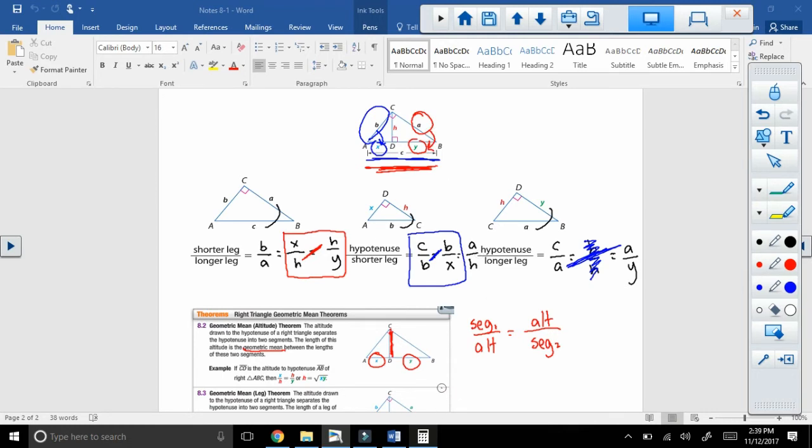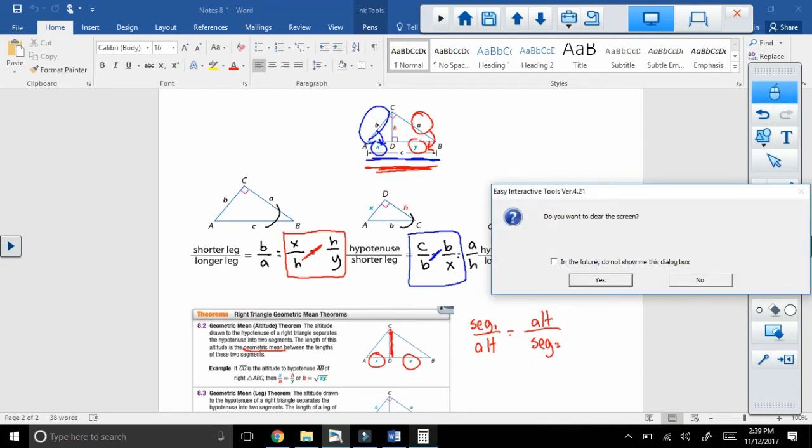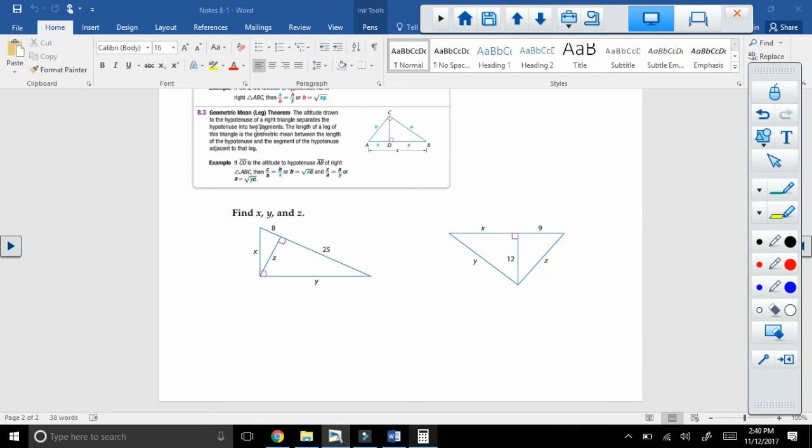I need to scroll down a little bit, but hang on to this thought as I do that. So that is exactly what this says. This one is the geometric mean for the leg theorem, and it says again the altitude drawn to the hypotenuse of a right triangle separates it into two segments. The length of the leg, like B or like A, is the geometric mean of the length of the whole hypotenuse and the segment of the hypotenuse that's adjacent to that leg. So B was the geometric mean. This leg is the geometric mean of the whole hypotenuse, and I abbreviate it by putting the segment adjacent. So the one that's adjacent to B is X, or the one that's adjacent to A is Y.